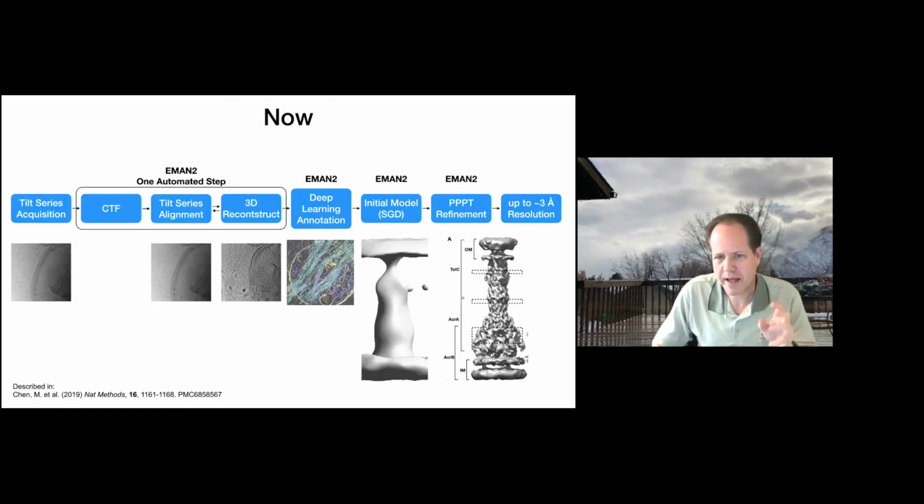So just briefly, in the EMAN tomography pipeline now, basically everything other than the data collection is implemented within EMAN2. So you can use SerialEM, or you can use the Thermo Fisher tomography data collection tool, whatever you like for collecting your data. You basically have a raw tilt series. EMAN has a very nice process now which deals with the CTF, the tilt series alignment, and 3D reconstruction, all in a single automated step. So you take the tilt series, you feed it into a single program, and it produces a reconstructed tomogram and all of the tilt series alignment parameters automatically.